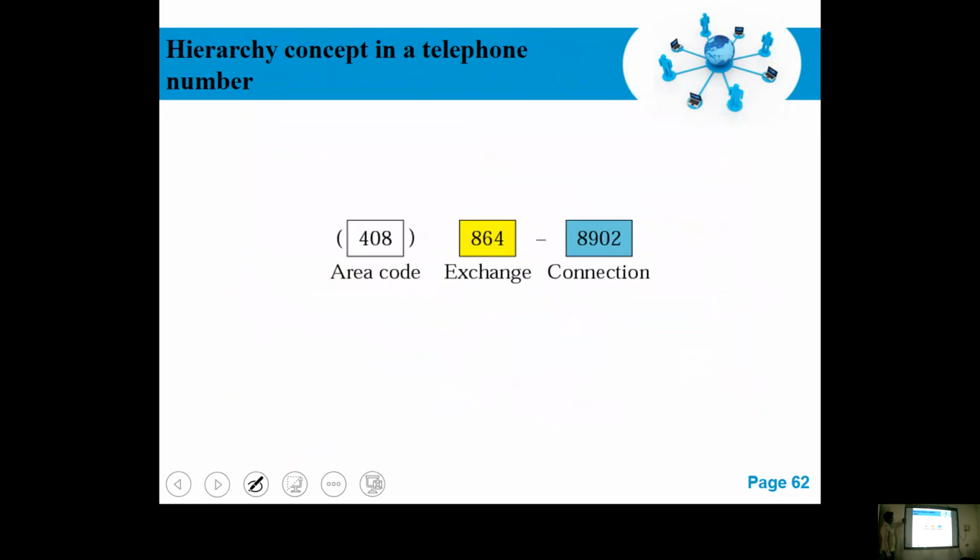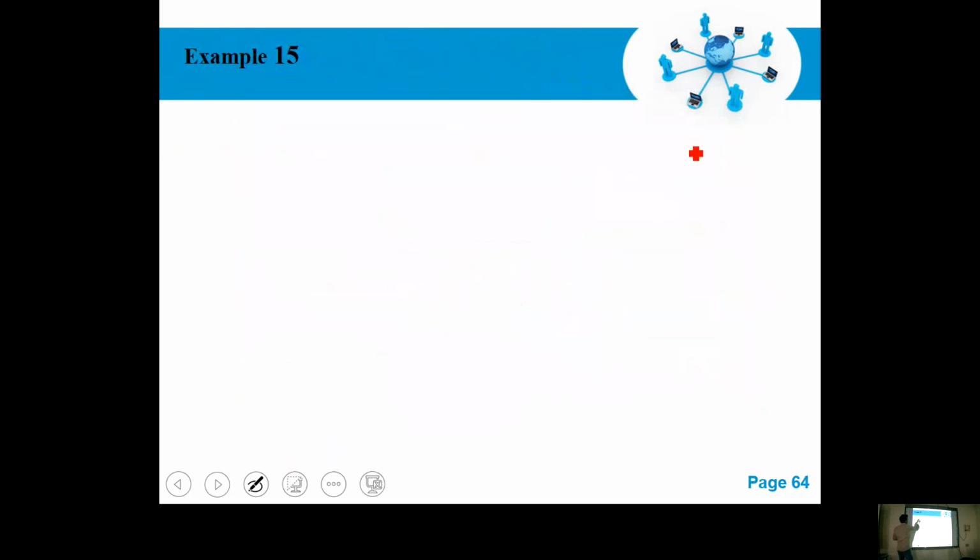141.14.0.0. Okay, I'll show another way how I'll be getting the starting and ending addresses. Originally we had this many, 2 power 16. So for the original network, what is the last address? How can I find this? I have 2 power 16, right?